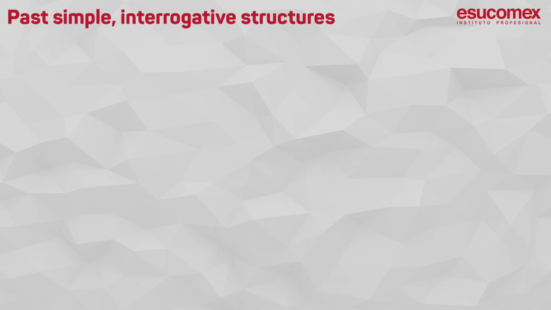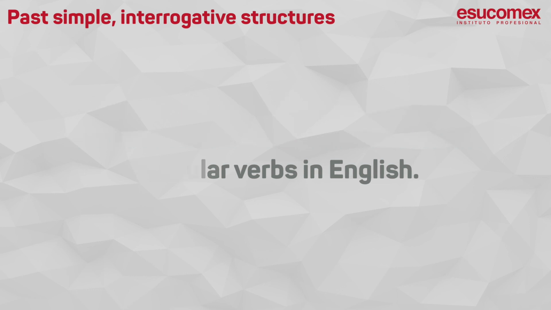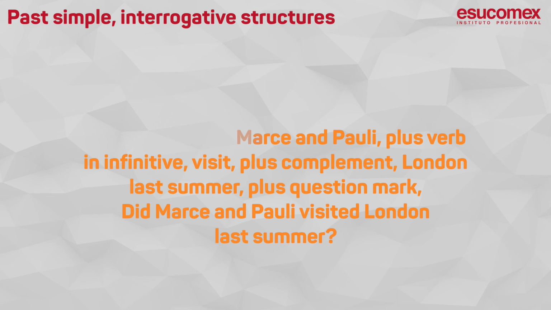Past simple interrogative structures. Interrogative sentences. We use did to make a question in the past tense. This is for regular and irregular verbs in English. To make an interrogative sentence in the past simple, we use the following structure. Did plus subject, Marce and Pauli, plus verb in infinitive, visit, plus complement, London last summer, plus question mark. Did Marce and Pauli visit London last summer?